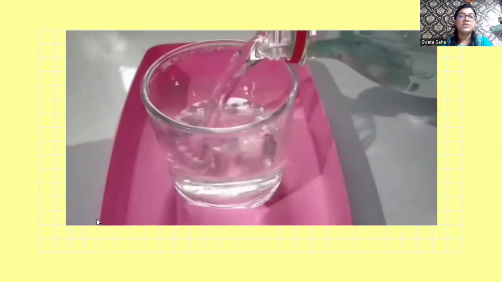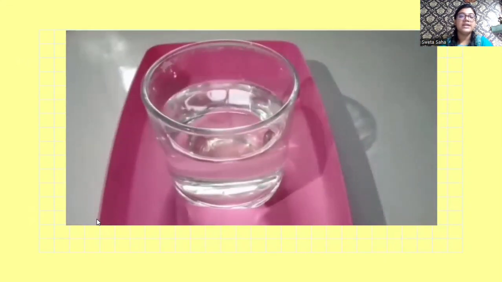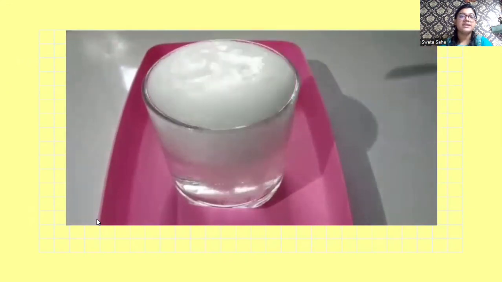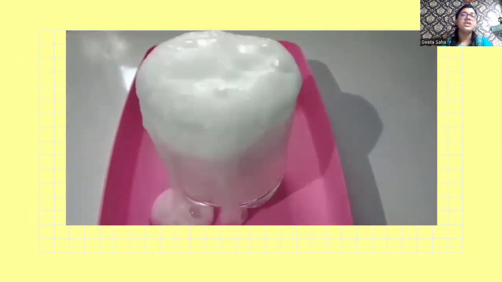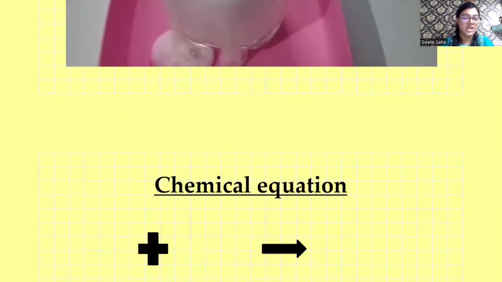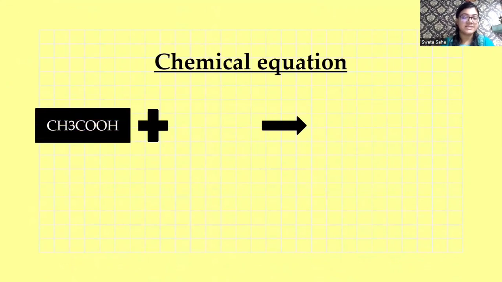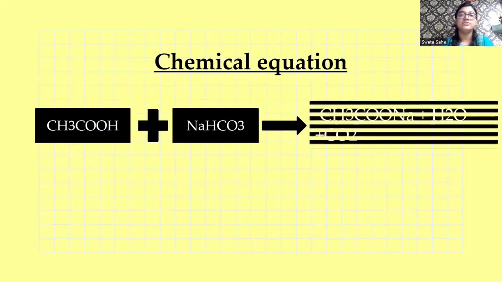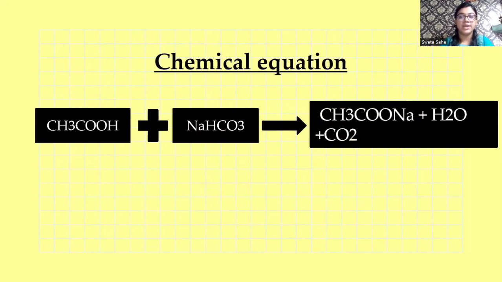Okay. Now I'm going to add the vinegar into a glass. Then I'm going to add baking soda into the vinegar. Now we can see that there is an effervescence. In order to understand that event, we have to consider the chemical equation. The chemical name of vinegar is acetic acid and the chemical name of baking soda is sodium bicarbonate. When sodium bicarbonate reacts with acetic acid, they produce sodium acetate, water, and carbon dioxide. So because of the formation of carbon dioxide, the effervescence occurs.